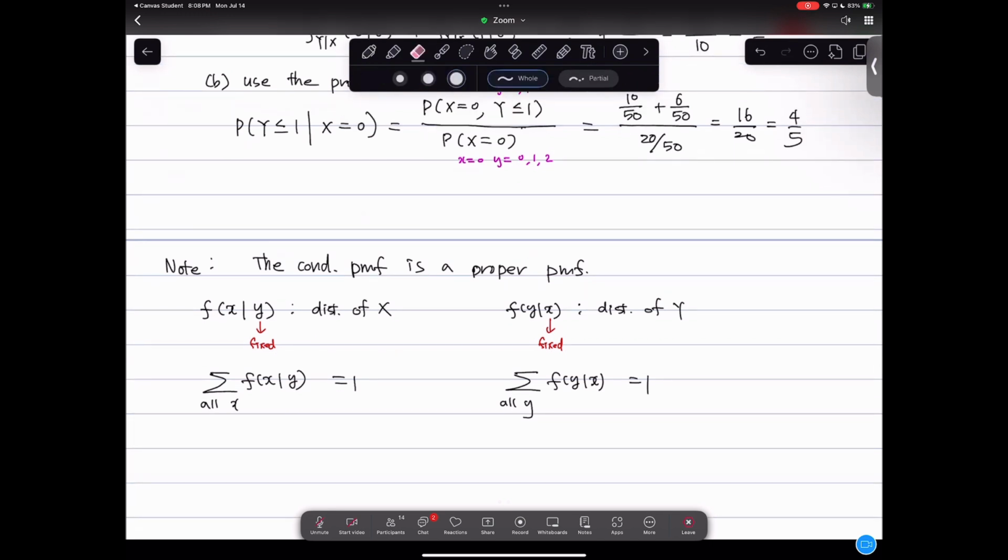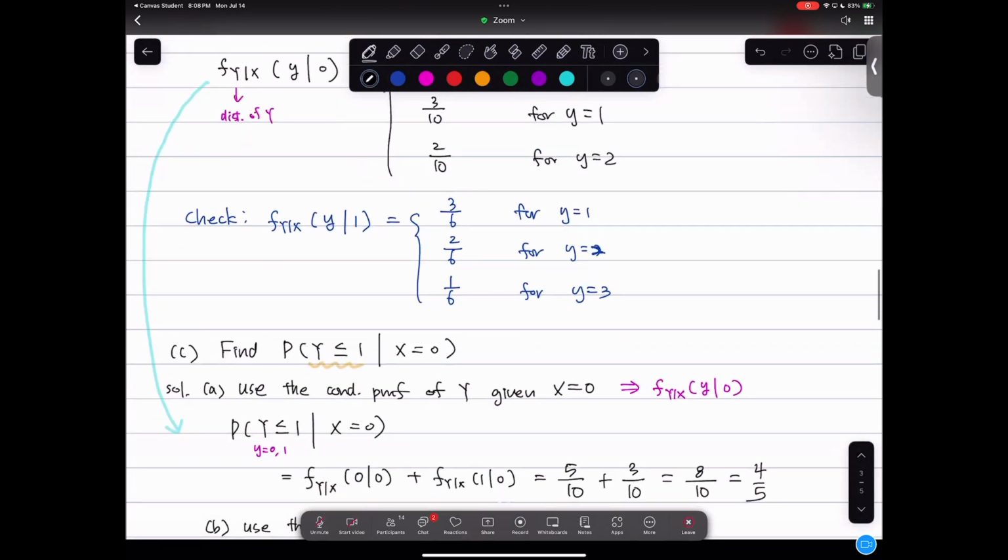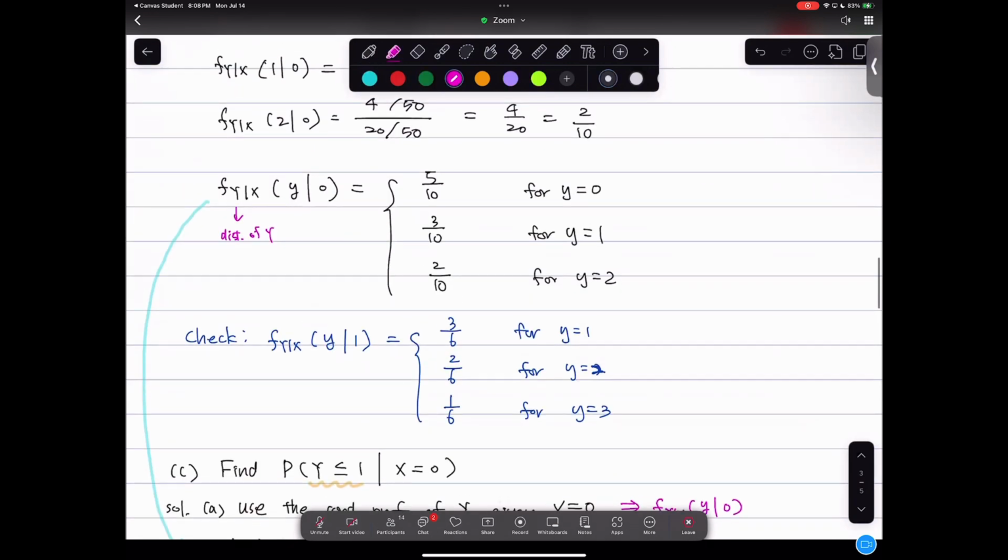What does that mean? It means something that we already did. Here's my conditional. For a fixed x value of 0, you're adding all these y values of 0, 1, and 2. The sum of all these numbers must be 1 because it's a proper PMF. That's what it means. Nothing else.